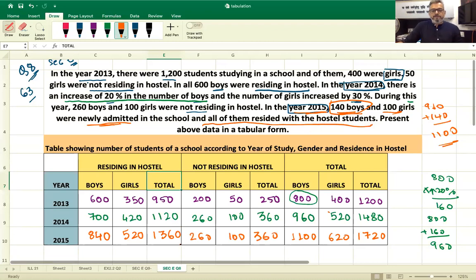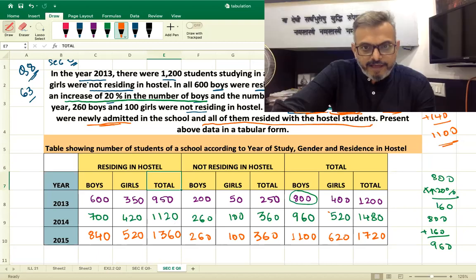Always cross verify. 1360 plus 360 1720. 840 plus 260 1100. 520 plus 100 620. So verify कर लो आंसर. किसी को डाउट हो तो प्लीज आस्क. सर ये जो 2015 वाला वो आप फिर से समझा सकते हो प्लीज? यस एब्सोल्युटली समझा सकता हूँ काशवी.